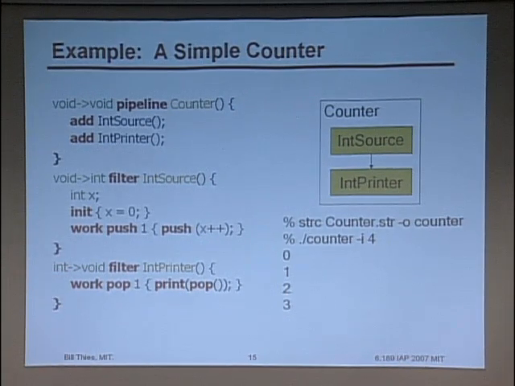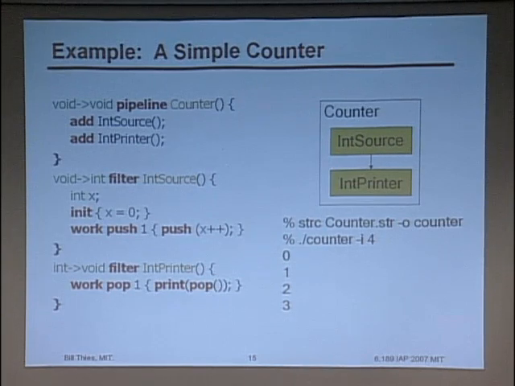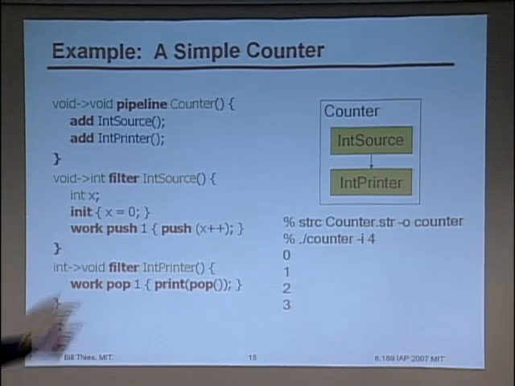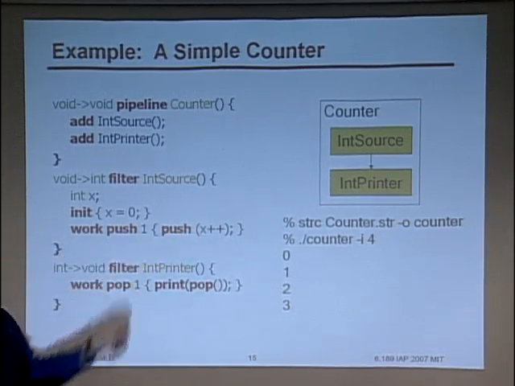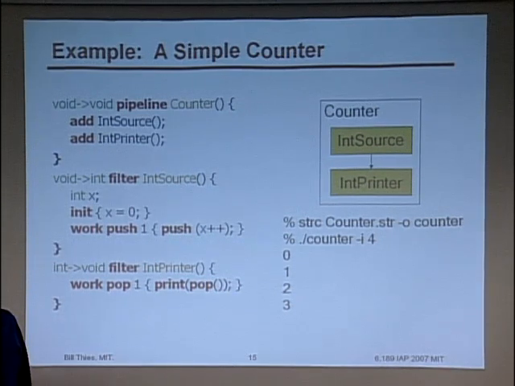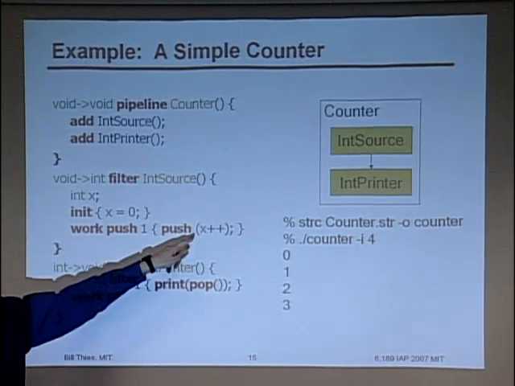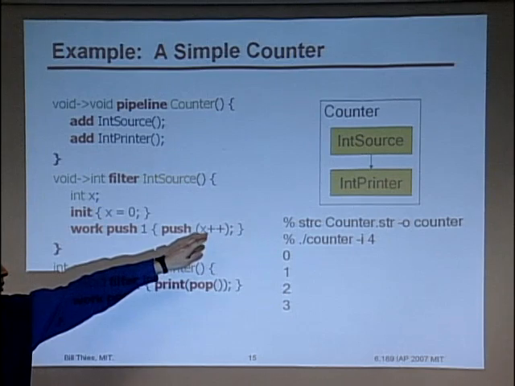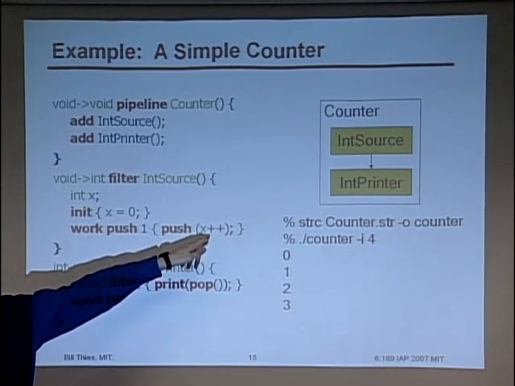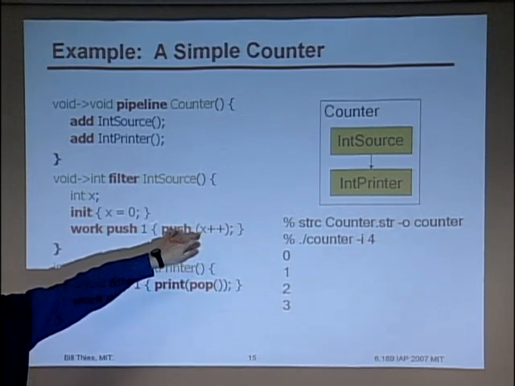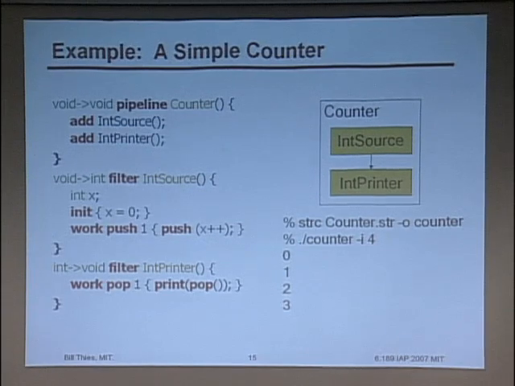Yeah, Amir? It looks like it would print 1, 2, 3, 4 if you did that. You're pushing x plus plus. I think the plus plus is executed after the push. Push x plus plus, so it starts at 0. So I think a postfix expression executes after the actual expression. Yeah. Other questions?